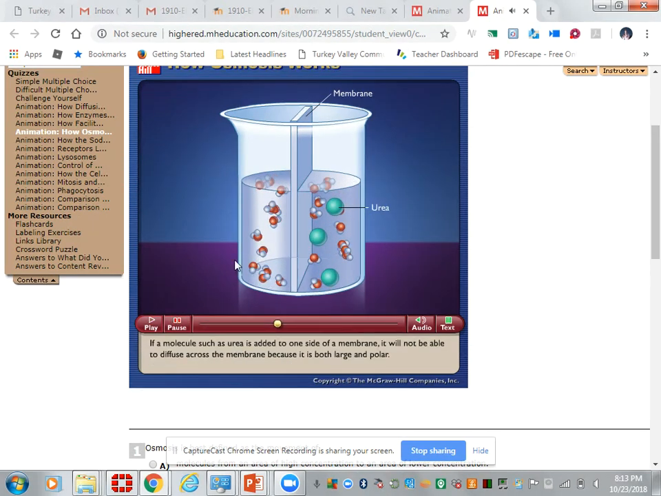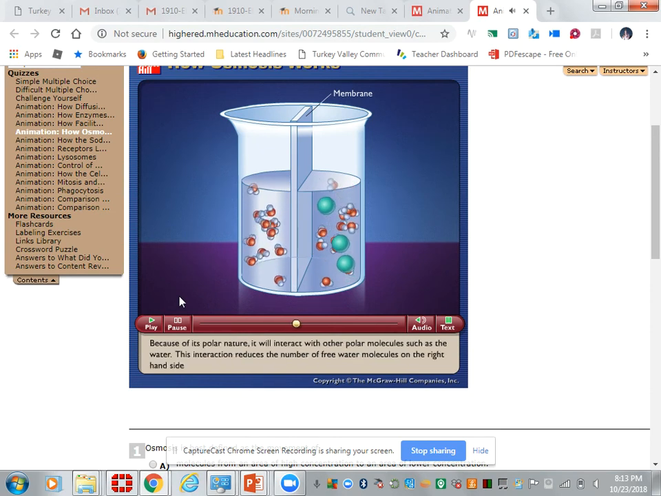Okay, so we had osmosis going on. Now we're going to add something. So they're adding urea. If a molecule such as urea is added to one side of the membrane, it will not be able to diffuse across the membrane because it is both large and polar. So you can see that the urea, the green dots, cannot move across. Because of its polar nature, it will interact with other polar molecules such as the water. This interaction reduces the number of free water molecules on the right-hand side.